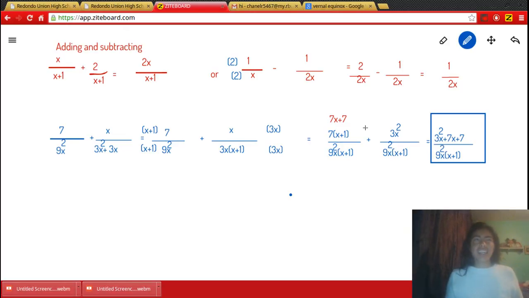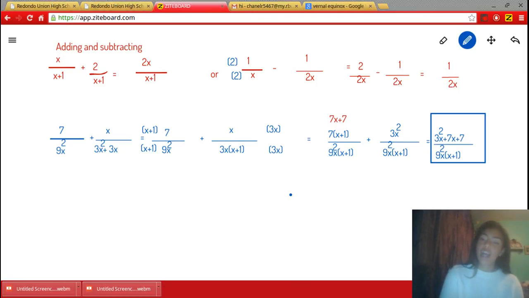It's the same. That's like x to the 5, x to the 4, x to the 3, x to the 2, x to the 1, and then x to the 0. So there, your answer is going to be 3x squared plus 7x plus 7 over 9x squared parentheses x plus 1. And that is adding and subtracting.